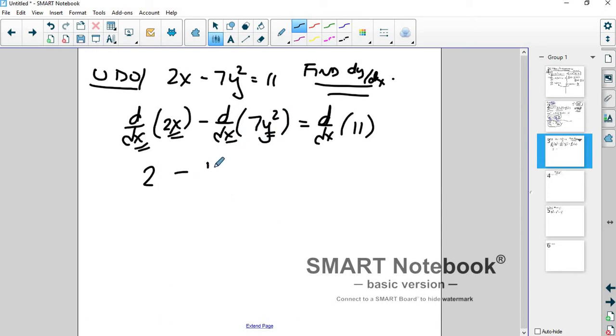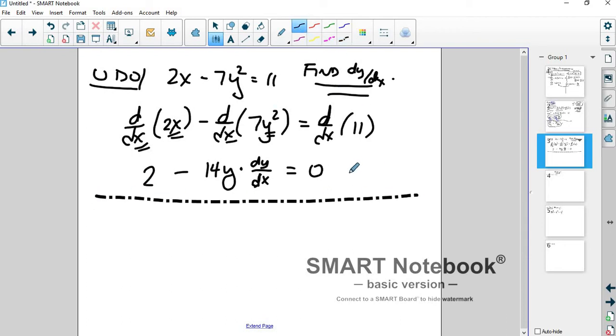Bring the exponent 2 down. You get 7 times 2, which is 14y to the first, times the derivative of the stuff inside. The derivative of the stuff raised to the power is y, so the derivative of y is dy dx. The derivative of 11 is 0. So now I'm drawing this line once again, like a dotted line. I'm drawing that line to represent the derivative is done.